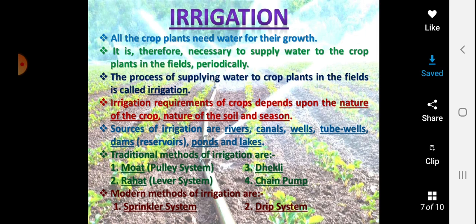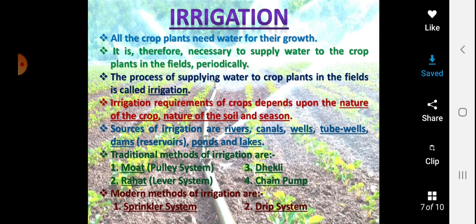So it is beneficial for the farmers if they grow rice in the rainy season, so they get enough water. But as you know, sometimes there is not enough rain, or sometimes too much rain. So in that condition we need to plan our irrigation with the help of traditional or modern methods. The sources of irrigation are rivers, canals formed from the dams, wells, tube wells, reservoirs, ponds and lakes. From these kinds of sources they provide water to our crops.